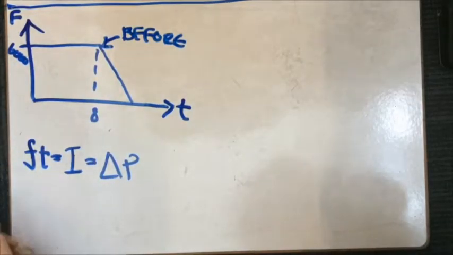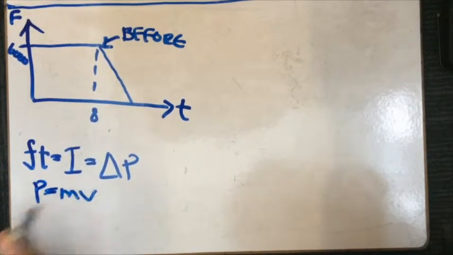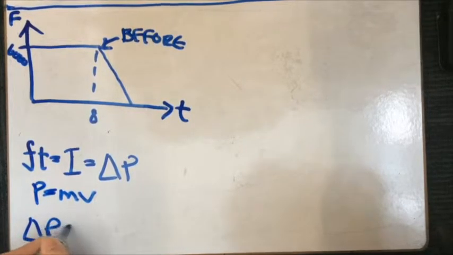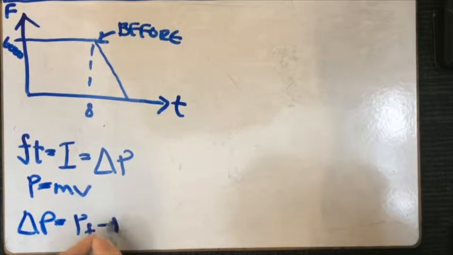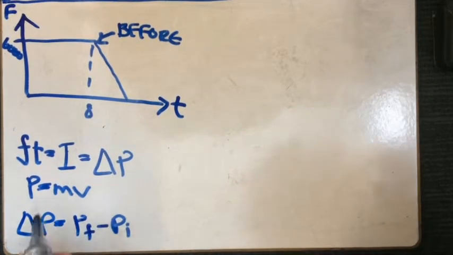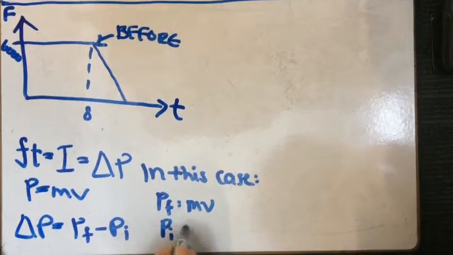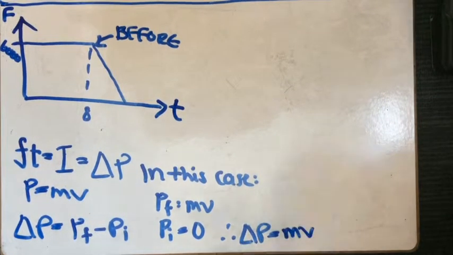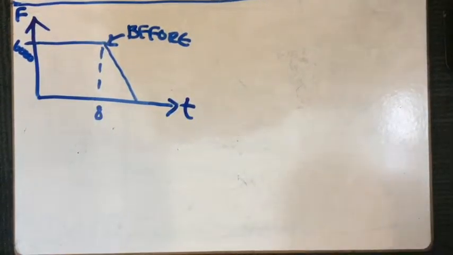Now, the area under the graph is Ft, which is equal to the impulse, which is equal to the change of momentum, or delta P. Now, we know that P equals mv, and we know that delta P equals P final minus P initial. So, we know that P initial is 0, and P final therefore has to be mv. So we know the delta P is simply mv in this case.